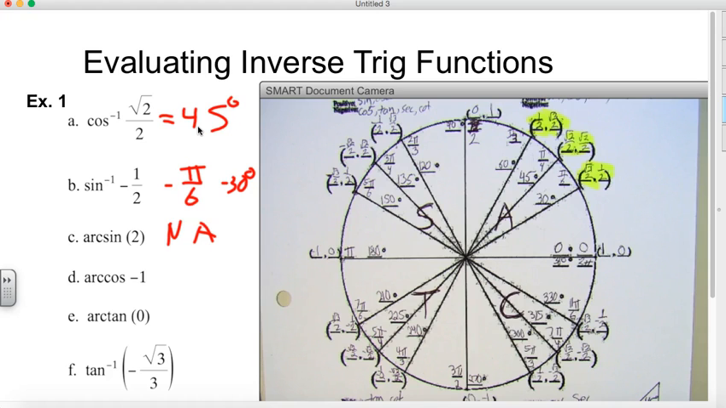Are there going to be too much of that on the test? There could be. All you need to know is it's got to be between 1 and negative 1. Whatever number you're taking the arc sine, arc cosine, or arc tangent of can't be more than 1, and it can't be less than negative 1.